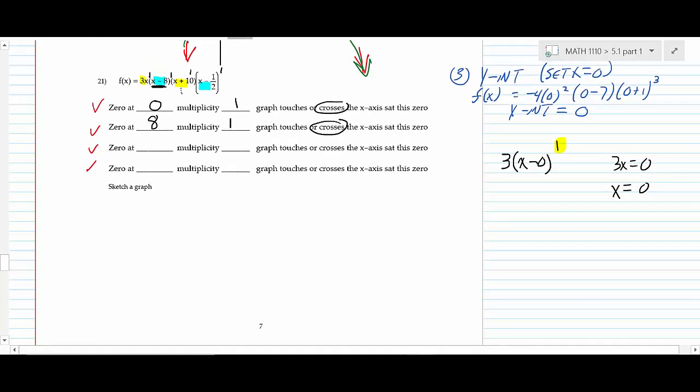We did a couple of those last time. The next one is negative 10, has a multiplicity of 1. Therefore, that crosses the x-axis. And then the last one is 1/2, multiplicity 1, crosses like that.